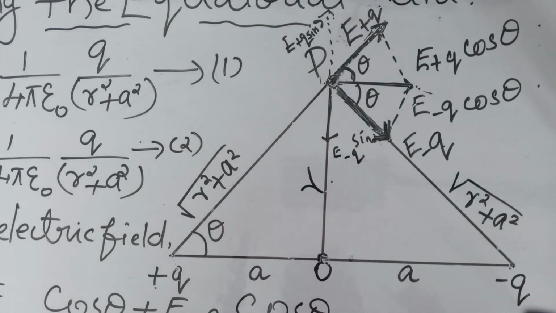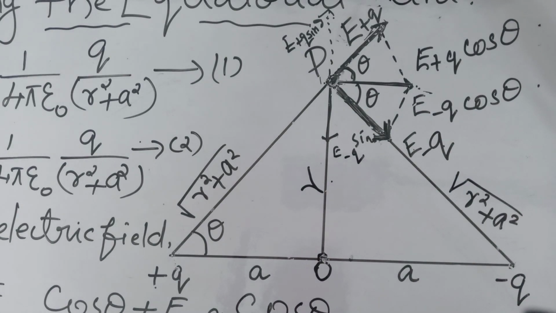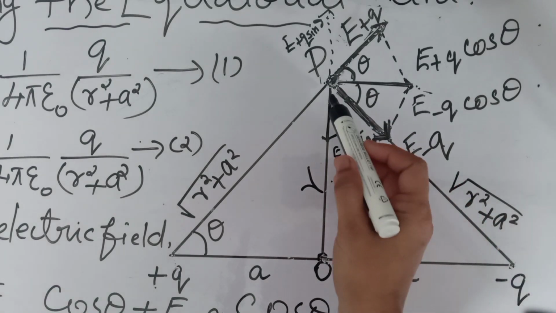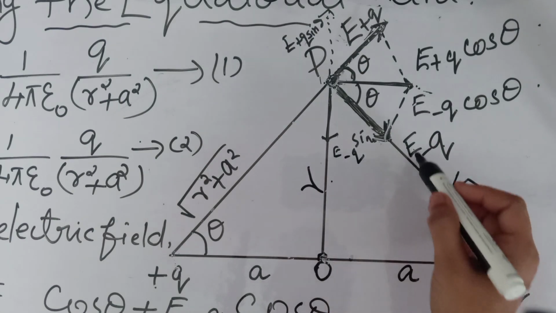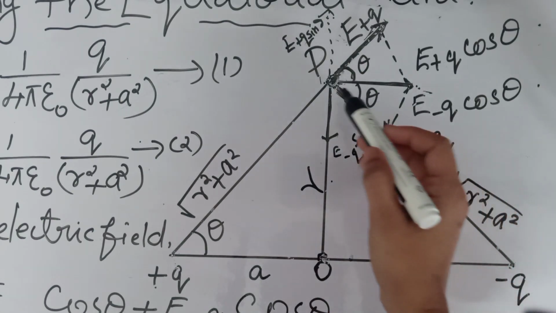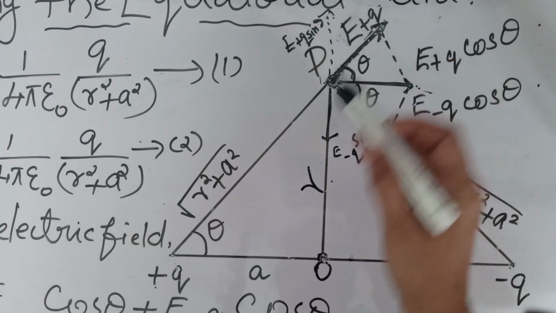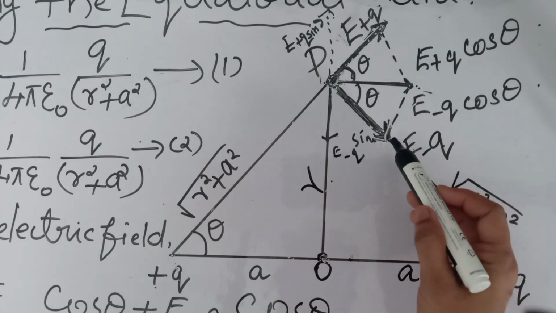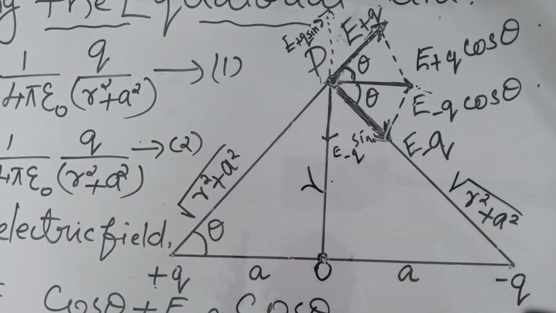Clear? Now in the similar way we have to find the direction for the minus q charge also. Here we have a minus q charge and here we have a positive charge. So these two will be attracted. The direction of the field will be coming like this. Here we can see the arrow mark. This is E minus q. So these two are the directions: E plus q is coming here and this is E minus q. These two charges are equal and opposite.